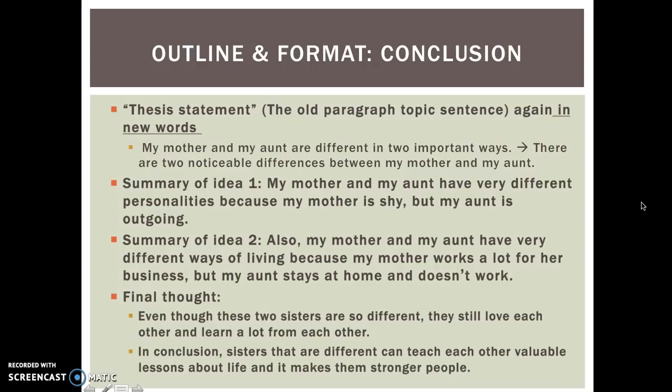Or I could say, in conclusion, sisters that are different can teach each other valuable lessons about life, and it makes them stronger people.